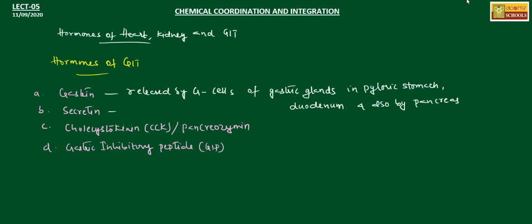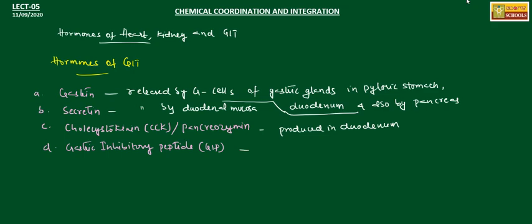Then coming to secretin, so this is produced or released by duodenal mucosa. Then coming to cholecystokinin, so this is produced in duodenum, whereas gastric inhibitory peptide, so this is produced by K cells in duodenum, and also in jejunum. Right, so now we have seen the locations where they are produced.